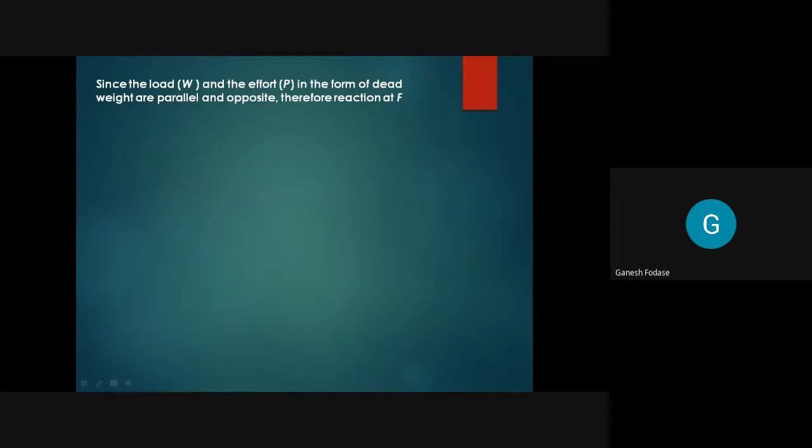Okay, don't worry. So we need to find the reaction at F. Already I prepared the slides by taking efforts and all. Okay, but if you are not interested, it is simple. So it is nothing but RAP is equal to W minus P.